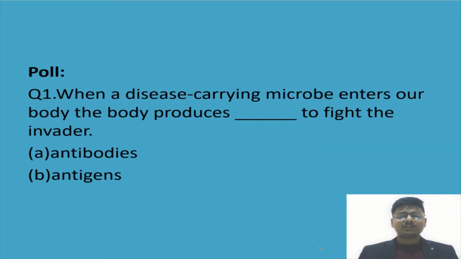Now there is a poll question. You have to write down the answer in the comment box. When a disease-carrying microbe enters our body, the body produces A, antigen, or B, antibodies, to fight the invader. So the right answer is antibodies.